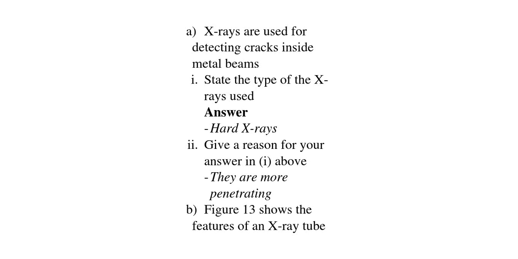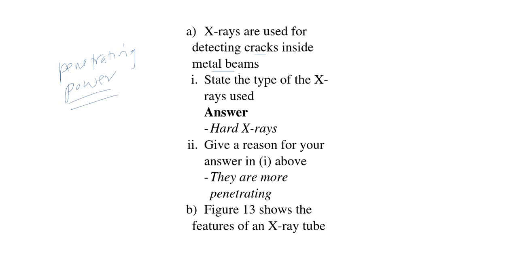Part A. X-rays are used for detecting cracks inside metal beams. Roman 1. State the type of X-rays used. The X-rays that are used in detecting cracks in metal beams are what we call hard X-rays. Why do we use hard X-rays? Because they have high penetrating power.